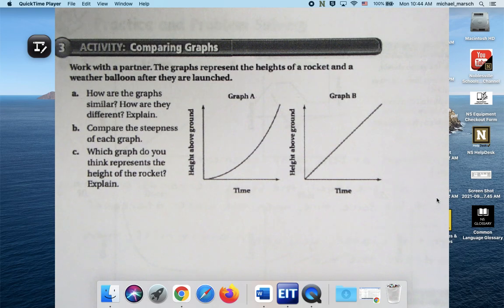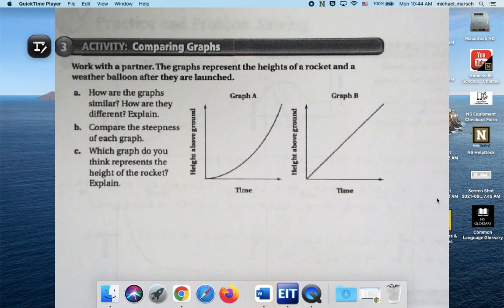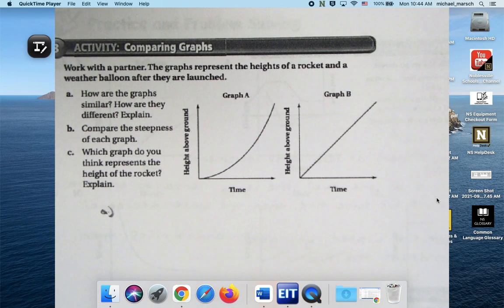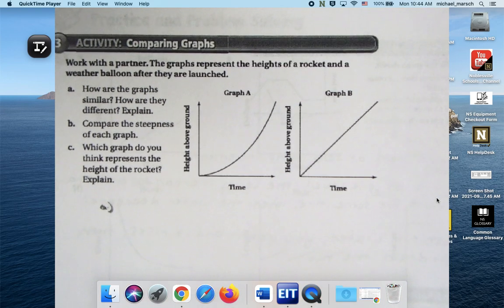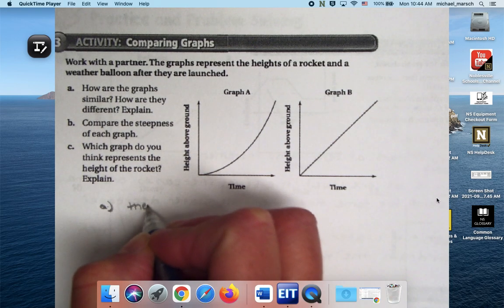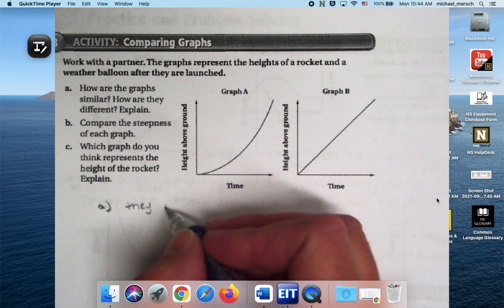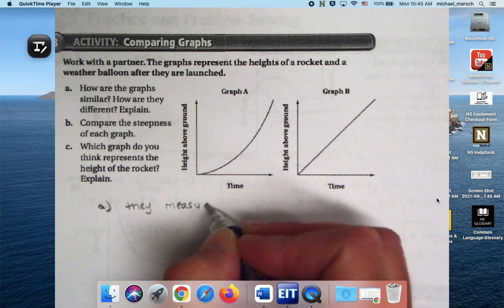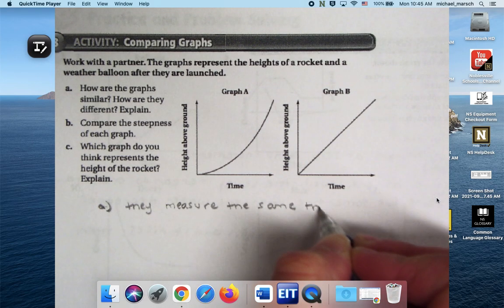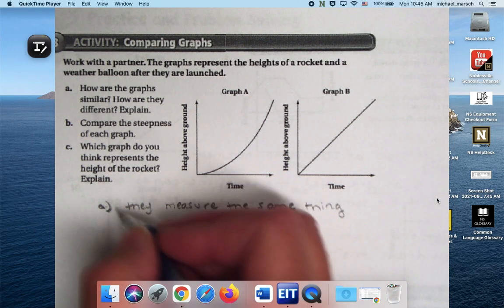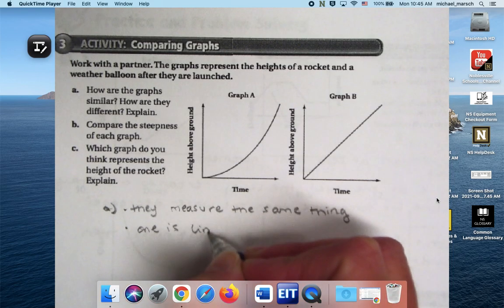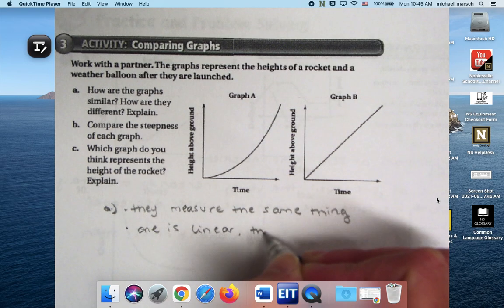Weather balloon. Okay. How are the graphs similar? How are they different? Chloe? They're both graphs about height above ground. Yeah? One is straight and another is curved. Yeah. They measure the same things. One is linear. The other is not.